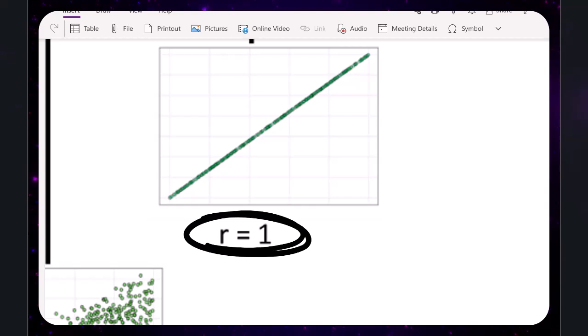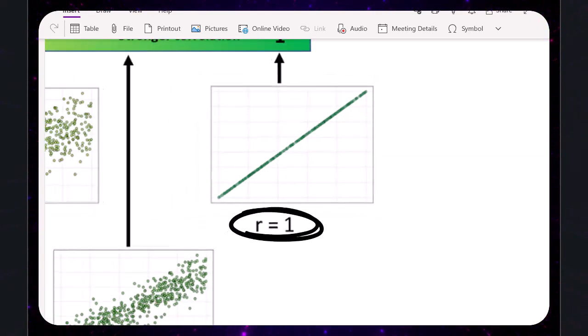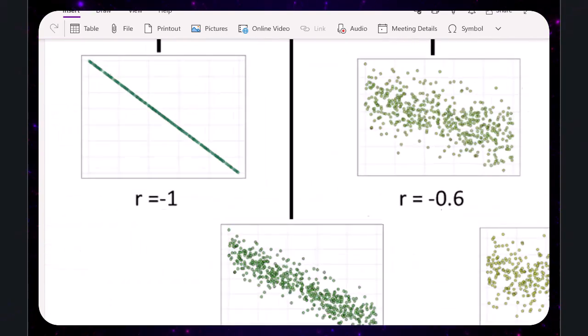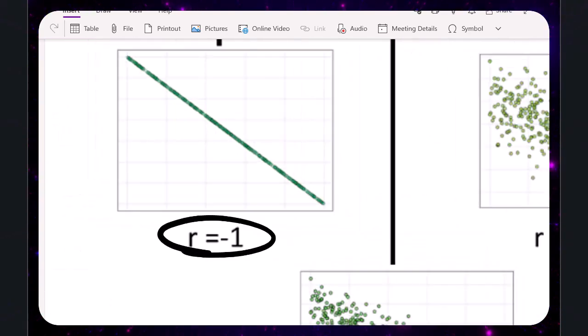And don't worry about it. You don't have to find that. The Desmos will find it for you. Now, what if it's not positive? What if it's perfectly negative? That means your correlation coefficient would be -1.